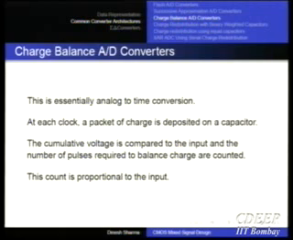Essentially these are analog to time conversions. So what you say is that I will deposit a packet of charge on a capacitor, so it will keep on building, and when it exceeds the input, then I'll stop it and I'll count the number of clock cycles it took me to reach the input. Again these will require a sample and hold, right? And these are sometimes referred to as single slope conversion.